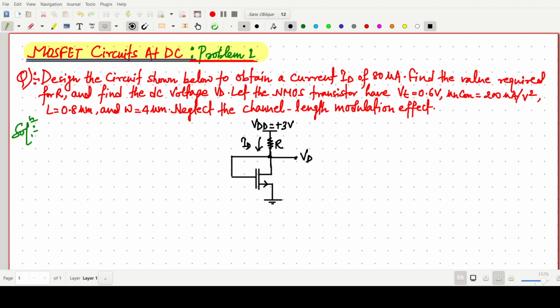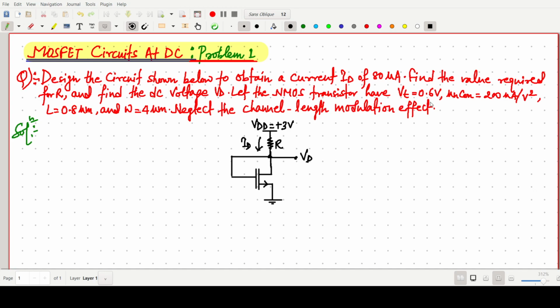Welcome everyone. In this video lecture, we will solve a question based on MOSFET circuits at DC bias, from the Microelectronics Circuits book. Example problem: design the circuit shown below to obtain a current ID of 80 microampere. We have to find the value of R and find the DC voltage VD.